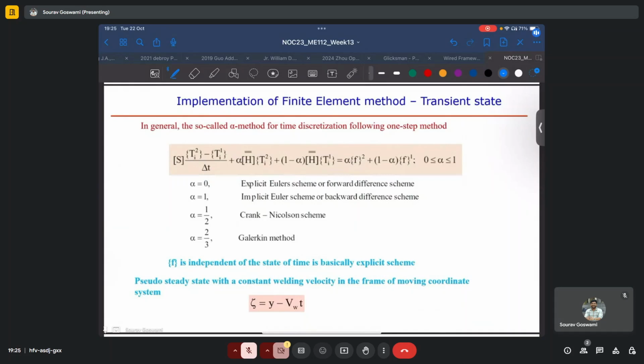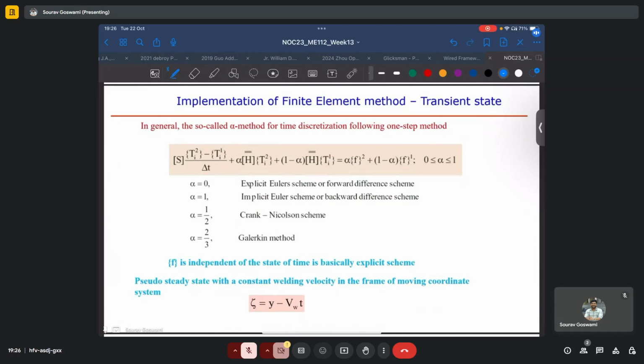Now, when you're talking about transient problems, we know that the field variables will also change with time in addition to varying with spatial coordinates. So while our mesh helps us to discretize them in 3D space, they also have to be discretized in terms of time steps. And typically, the so-called alpha method for time discretization is used. It is a one-step method, and a typical formulation has been shown here.